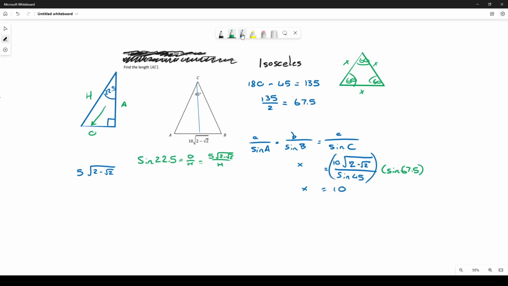Multiply both sides by h to get rid of it. Multiply both sides by h here and here. That goes away. But then if you want to get the h on its own, you would then have, in the next line, this. If you want to get h on its own, you'd have to divide by the sine of 22.5, because you're multiplying the h by the sine of 22.5, right? So you'd get this guy.